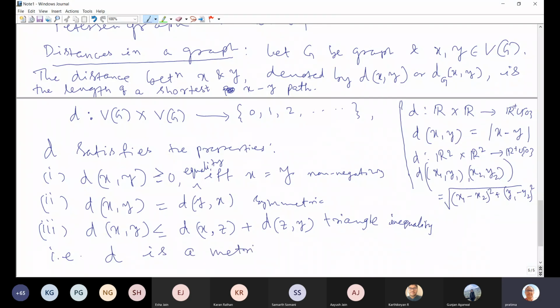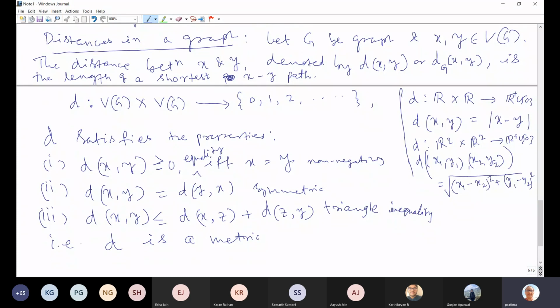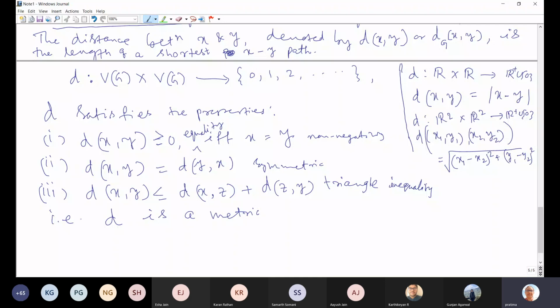D is a metric. So there are several ways that people can define a distance function in Rn, not only the Euclidean distance. There are some other ways of defining a distance function in Rn or in any other kind of mathematical space. Later on you will learn that metric concept.